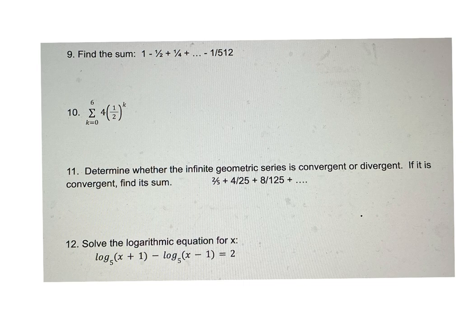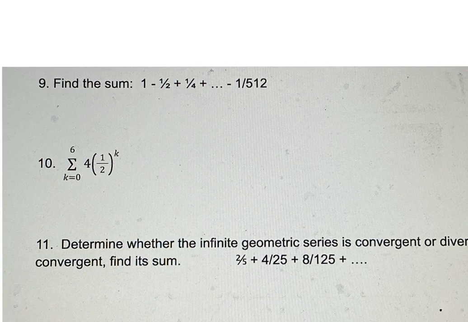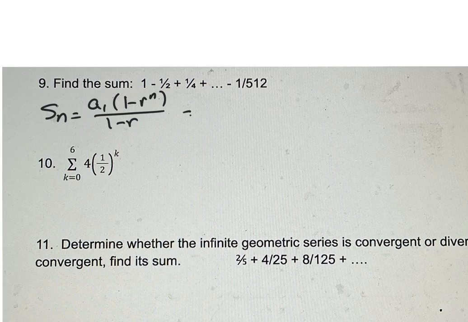All right, now 9, 10, and 11 are all three finding sums of geometric sequences. Now, that's the biggest formula we have. It's going to be on the board for you tomorrow. Looks just like this. The first term, 1 minus R to the n power, over 1 minus R. Whether you are working this out with me or not, you need to practice punching this right in your calculator when we get there.